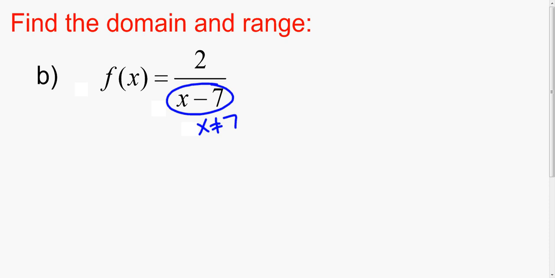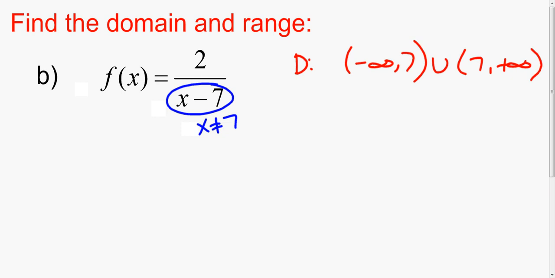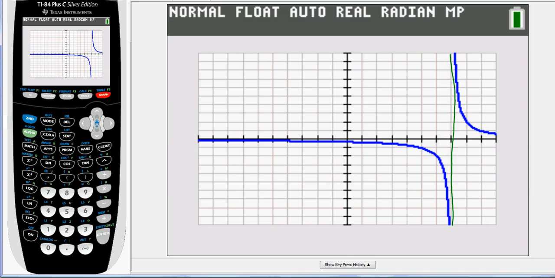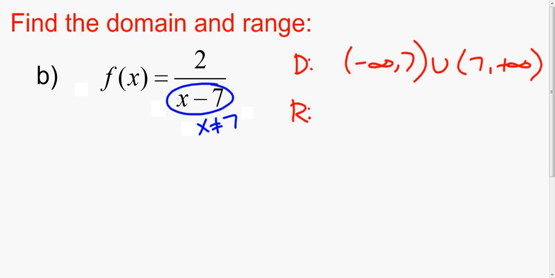So my domain in this case would be from negative infinity until I get really close to 7, and then again from 7 to positive infinity, but it never hits exactly 7. Okay, your range, if you can tell by the graph, gets really, really close to 0. The only line on my y-axis that it doesn't hit is this horizontal asymptote right there, which is 0. So it's going to be everything but 0. So I'm going to go from negative infinity to 0, 0 to positive infinity. Okay, so there's that one.